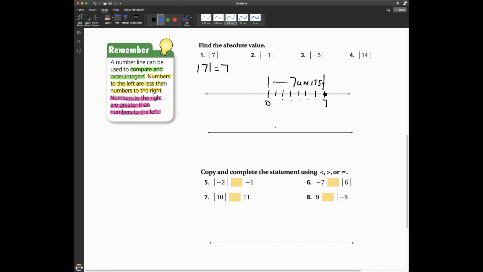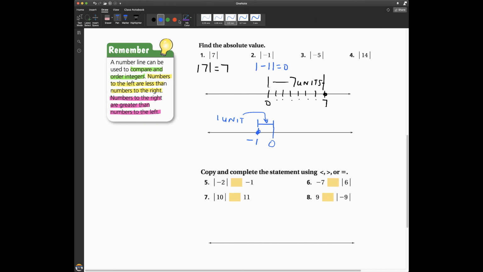All right, what about problem number 2? What is the absolute value of negative 1? Well, let me put 0. Here's negative 1 right here, and you can quickly see how far apart they are. They are 1 unit apart. That's the distance. That's how far apart they are. So the absolute value of negative 1 equals 1.